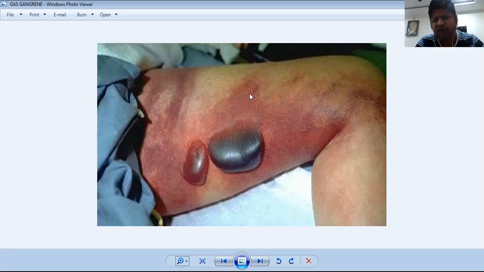Such a dangerous condition is caused by Clostridium perfringens. This bacteria releases toxins which fill these cavities, and those toxins produce gas, which is a combination of oxygen, carbon dioxide, nitrogen, and hydrogen. One of the wonderful drugs effective on Clostridium perfringens is penicillin.